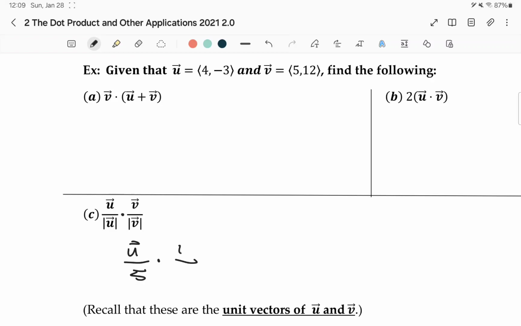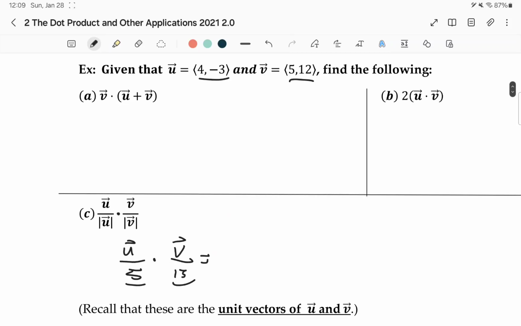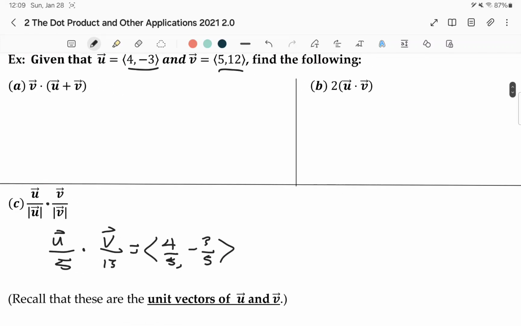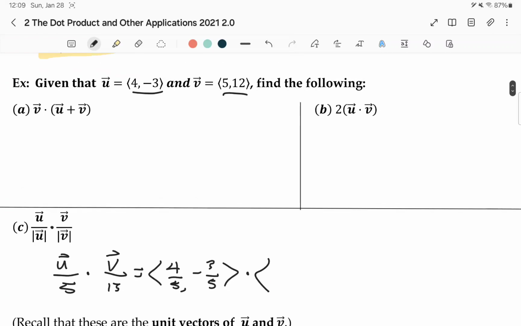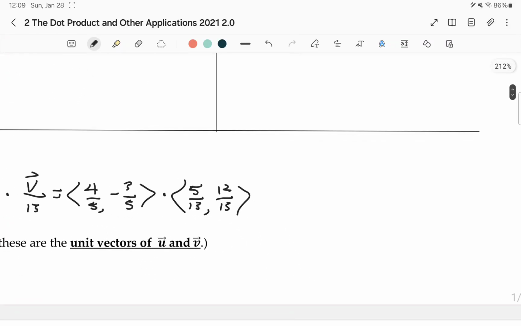And then if we have v like this, and we take the magnitude, that'll be 13. Just remember your Pythagorean triples from here. So from here, you can actually remember these act as scalar quantities on the vectors. So we get 4 over 5, comma, negative 3 over 5, dot product, and then we have 5 over 13, comma, 12 over 13. And this is going to be our dot product that we need to take.